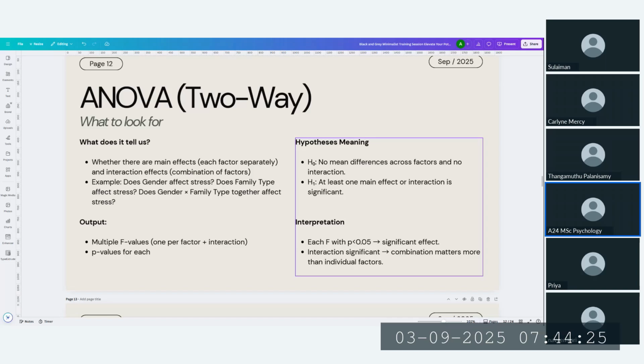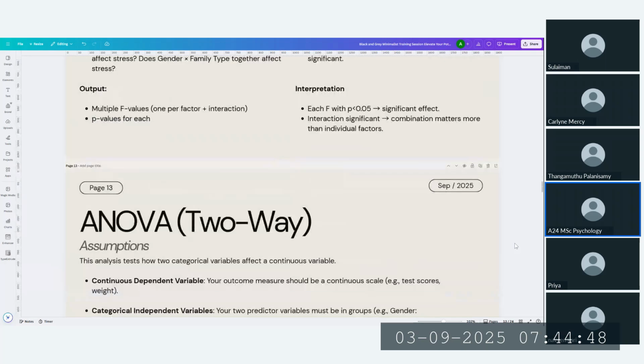Right? So it tells us that if you get a significant interaction in a group, it means that the combination of, in our example, gender and family type significantly affect stress levels. So you can come to that conclusion based on further research. So this is primarily ANOVA.